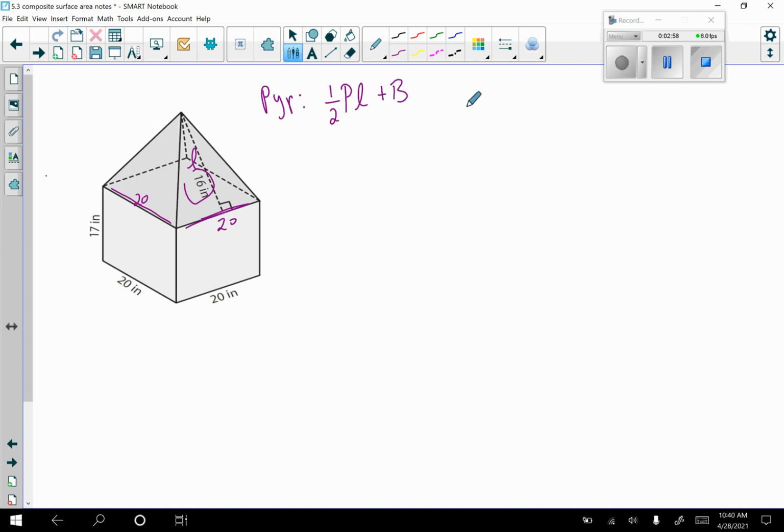Perimeter: we have 4 sides and they're all 20, so 20 plus 20 plus 20 plus 20. That's going to be 80, so our perimeter is 80. The other thing we need to know is our slant height, which is 16. And then big B, the area of that base. Well, it's a square, a rectangle, so you would do base times height. So 20 times 20 in this case, which is 400.